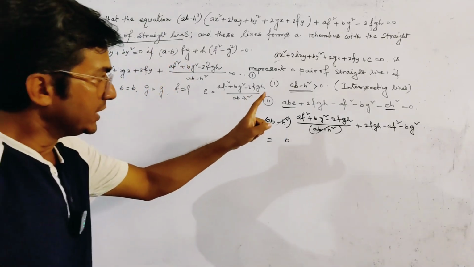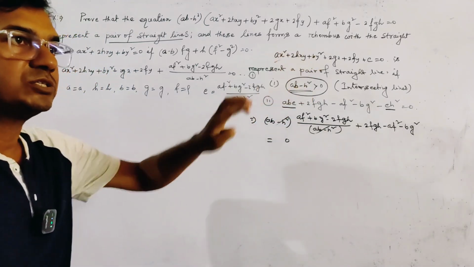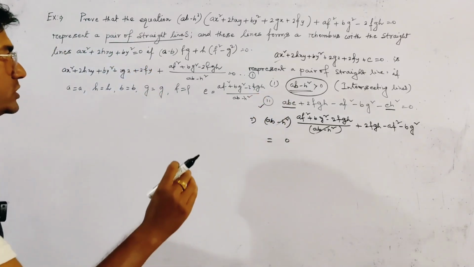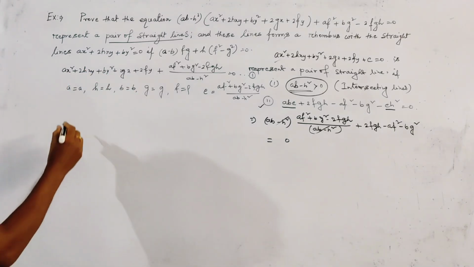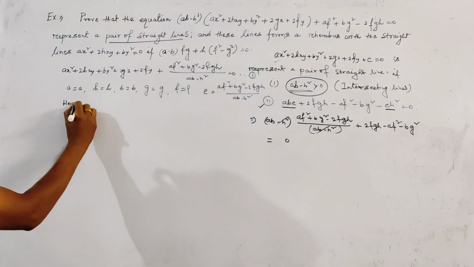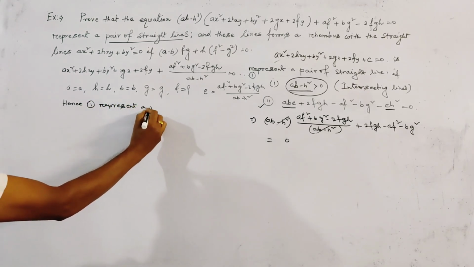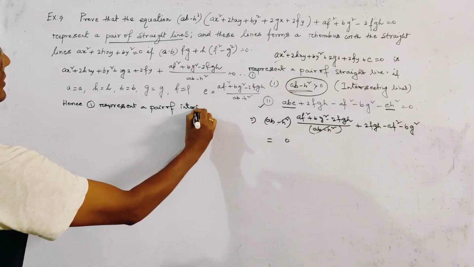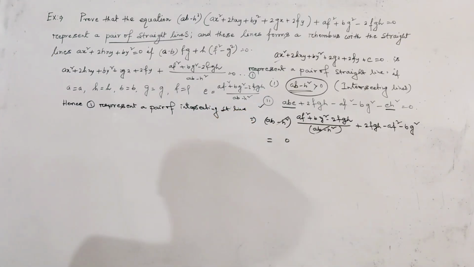So if we assume the first condition ab − h² > 0, then the second condition is automatically satisfied. Hence we say that the given equation 1 represents a pair of intersecting straight lines. We have first proved the pair of straight lines.